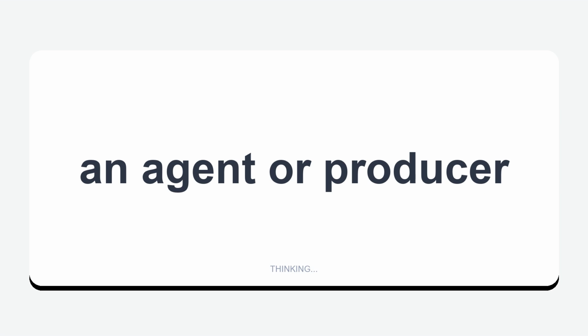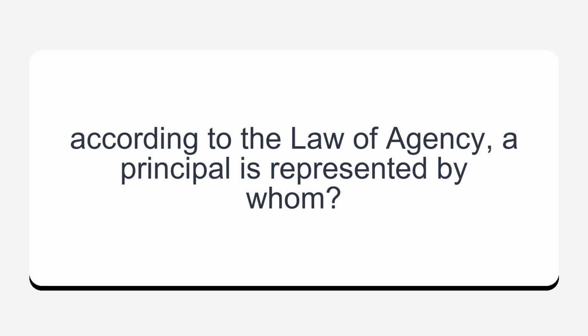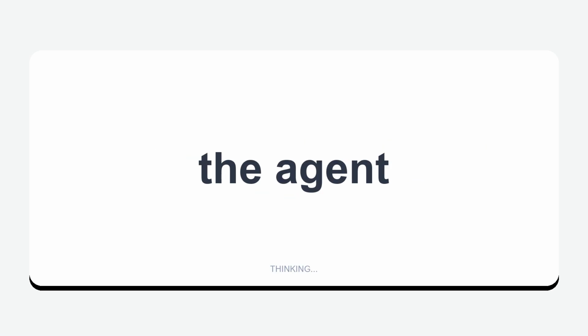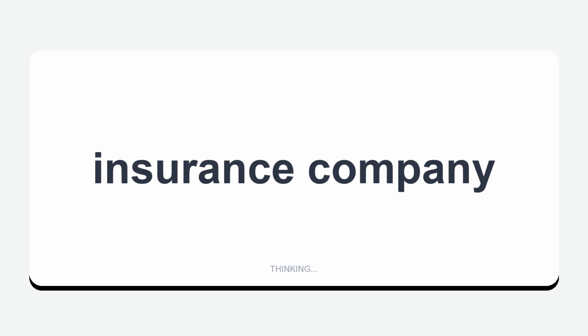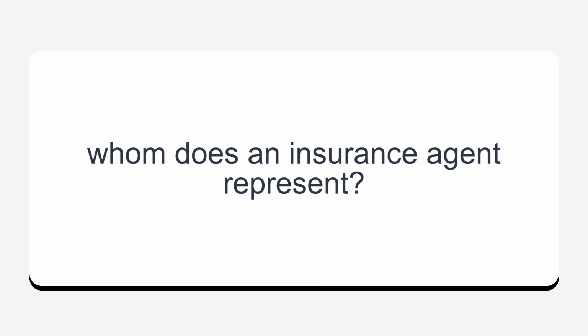An agent or producer. According to the law of agency, a principal is represented by whom? The agent. If an applicant does not receive his policy, who would be held responsible? Insurance company. Whom does an insurance agent represent?